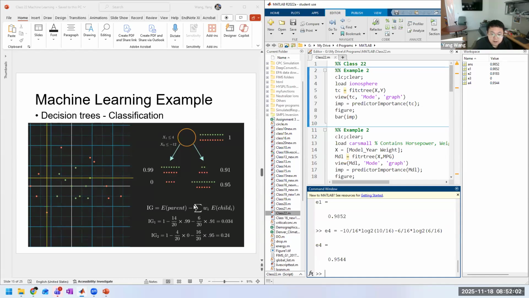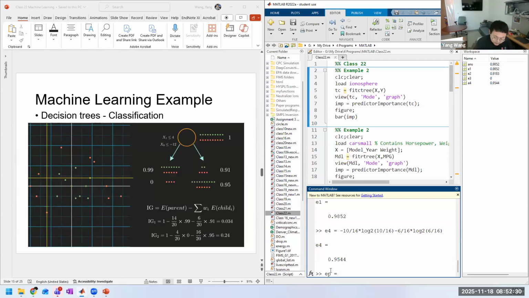minus the weighted entropies for the two children. So basically here you have, as we mentioned, 14 data points, and here you have 6 data points. You use 14 multiplied by 0.99 and 6 multiplied by 0.91. So then the entropy of the parent, you can also calculate that. So that's going to be E parent.